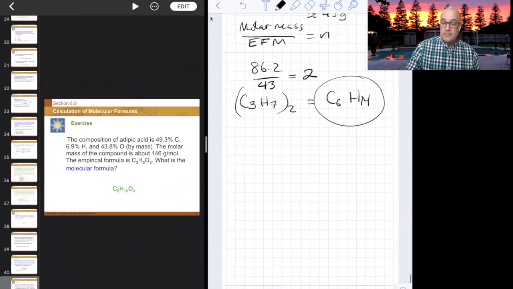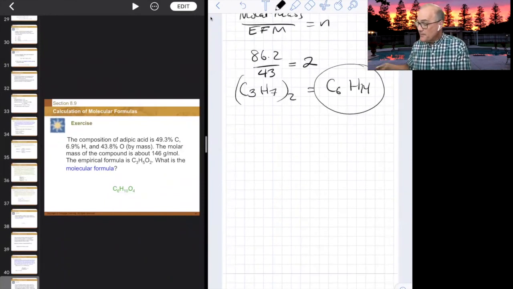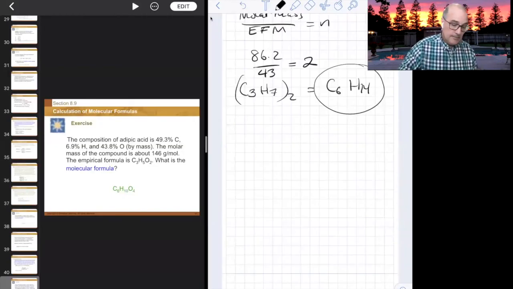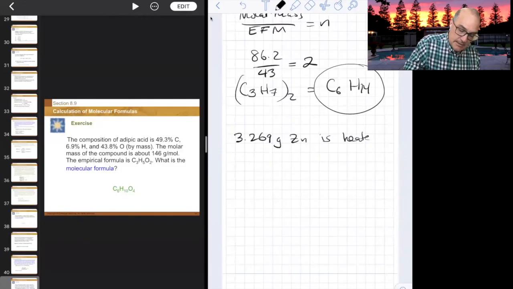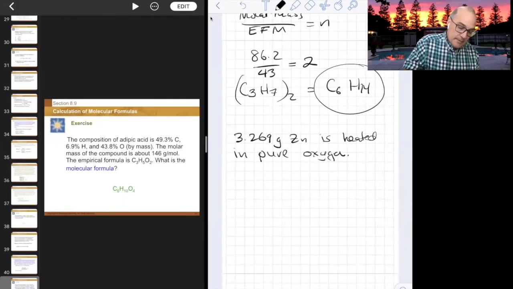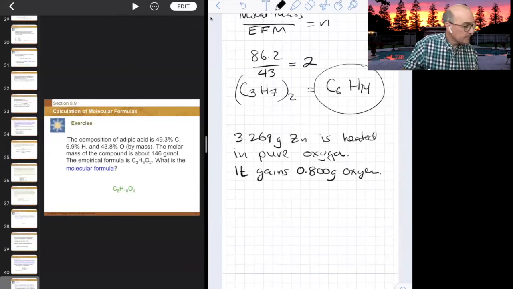Okay, now that brings us to the end of the slides, but I do have one more problem I'd like to do to practice this empirical formula, right? And this is a problem in your book. This problem says 3.269 grams of zinc is heated in pure oxygen. The sample gains 0.8 grams of oxygen. Calculate the empirical formula.